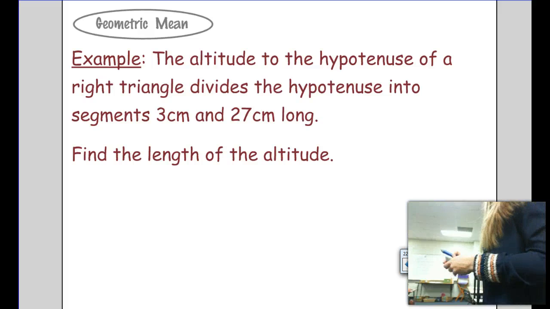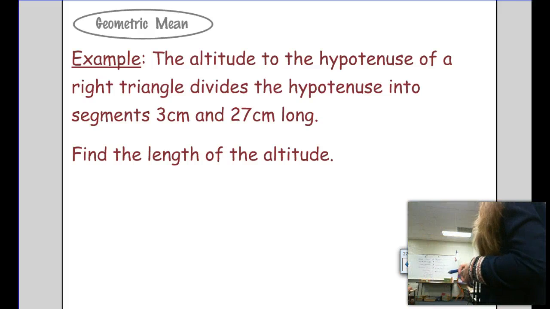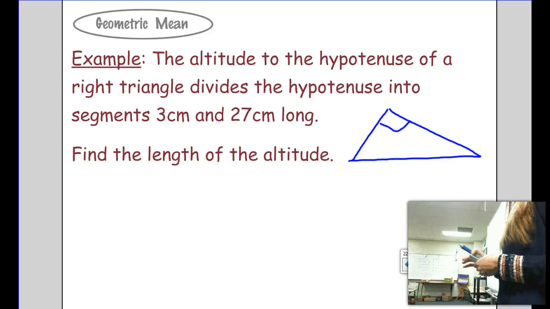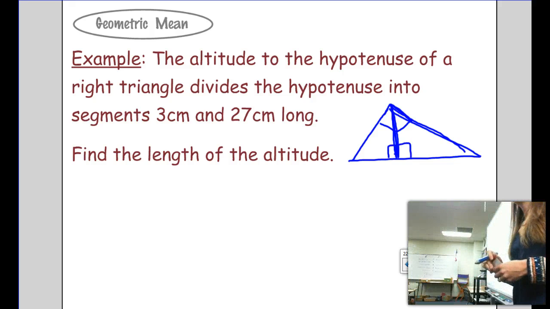Okay, this one we have to draw our own picture, and then we will be done for the day, I promise. The altitude to the hypotenuse of a right triangle, well, let's go ahead and draw ourselves a right triangle. Since most of the time they've been drawing it like this, let's just draw it like this, because that's how all of them have been. So draw an upside down right triangle, and then draw yourself your own altitude.